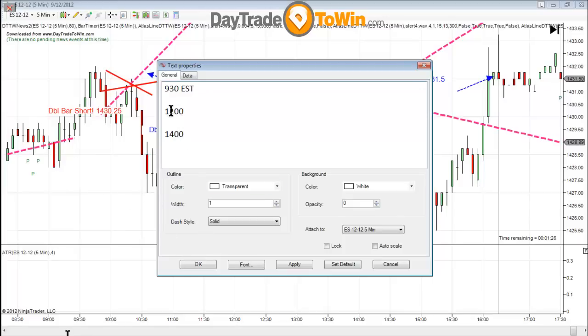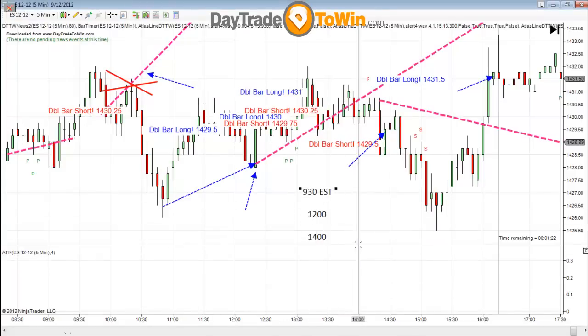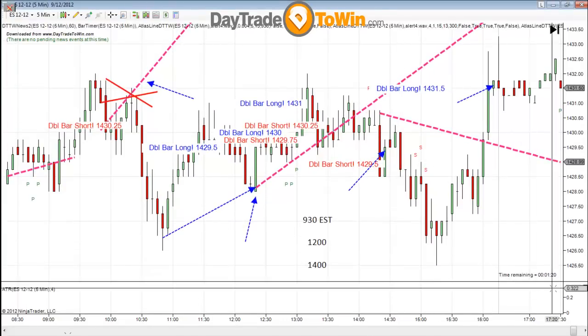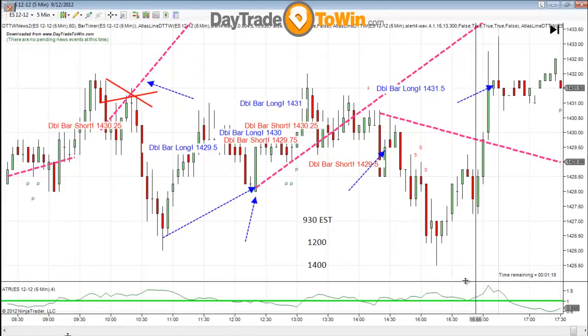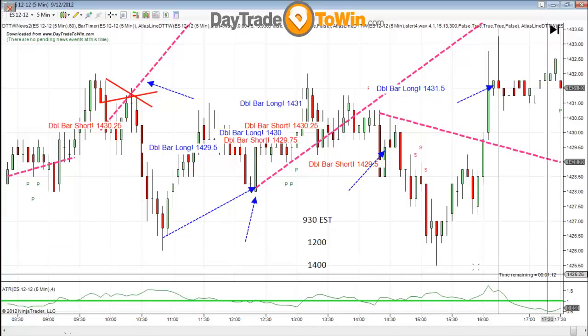So these are really auxiliary. If there is no other trade to be taken because the market is moving not against the Atlas line, where there are no other trades, that's when you can add these.